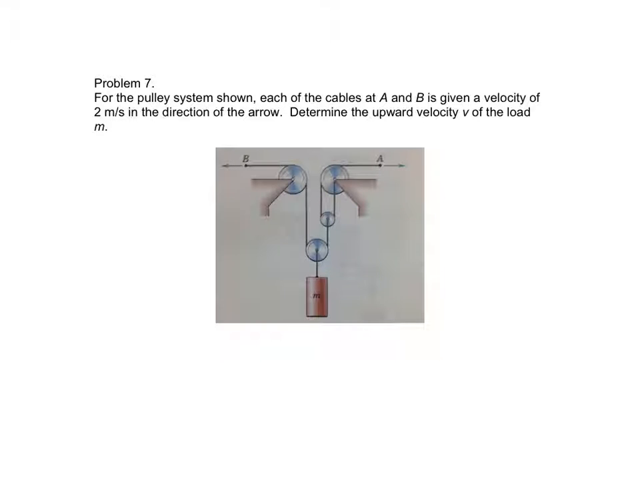So here we have a constrained motion problem. You see a pulley that's connected, things are connected to. All right, so for the pulley system shown, each of the cables at A and B is given a velocity of 2 meters per second in the direction of the arrow. So we've got 2 meters per second this way, 2 meters per second this way. Determine the upward velocity of the load M. I like to draw mine connected right there. So that is the load M.